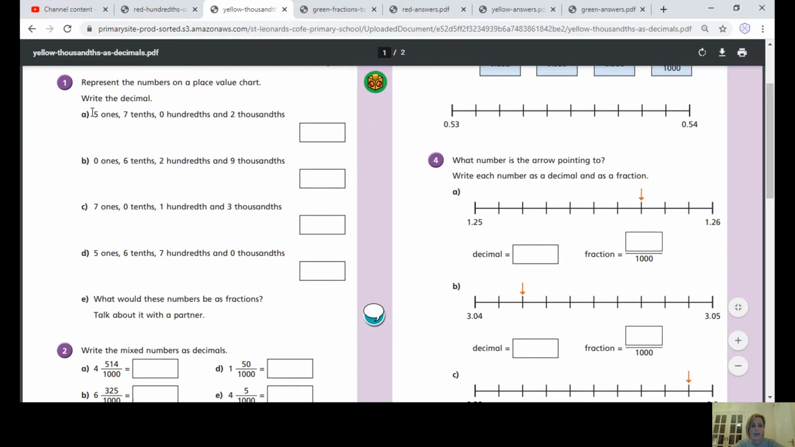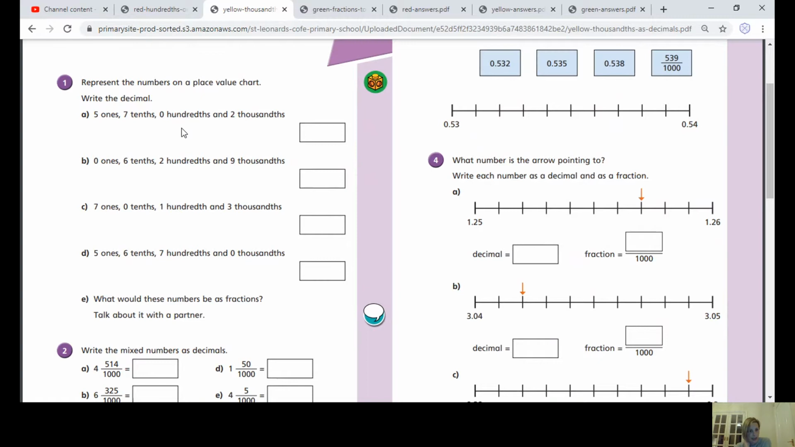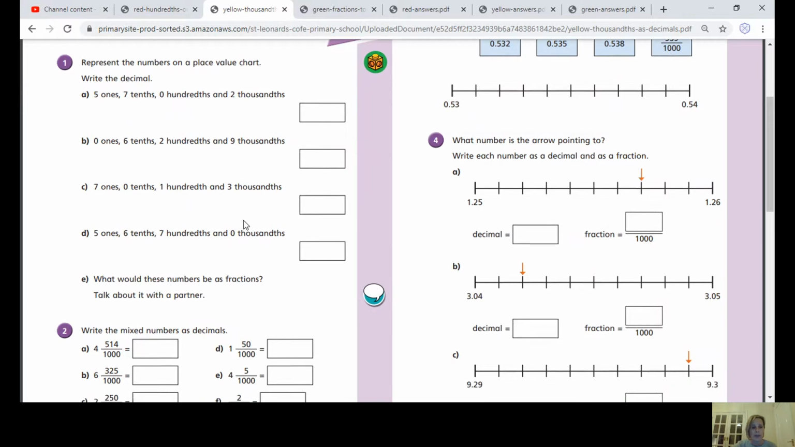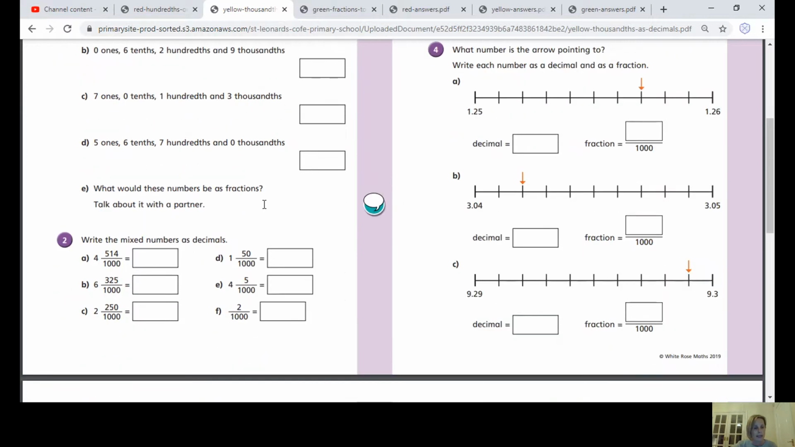Obviously, it's got a whole number. It's got 5 ones, but everything else is less than 1. So your decimal point will go after your ones. Now, if there is a 0, like here, 0 hundredths or 0 tenths or 0 thousandths, as you go on through those, make sure you write that 0 down. Okay, don't forget it, don't miss it out or forget to put it in.